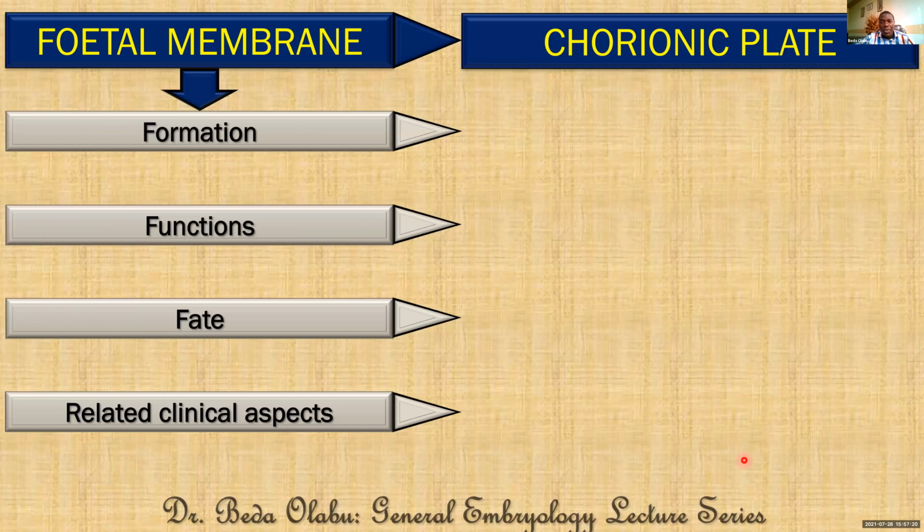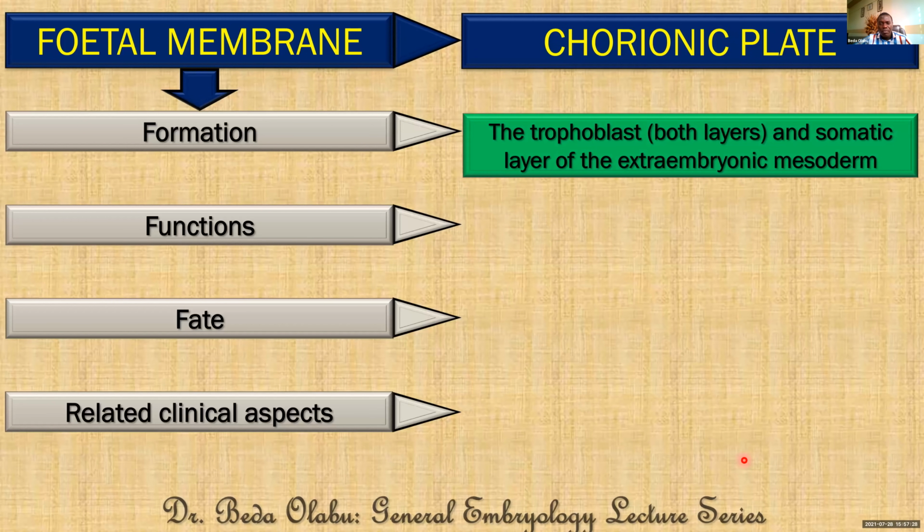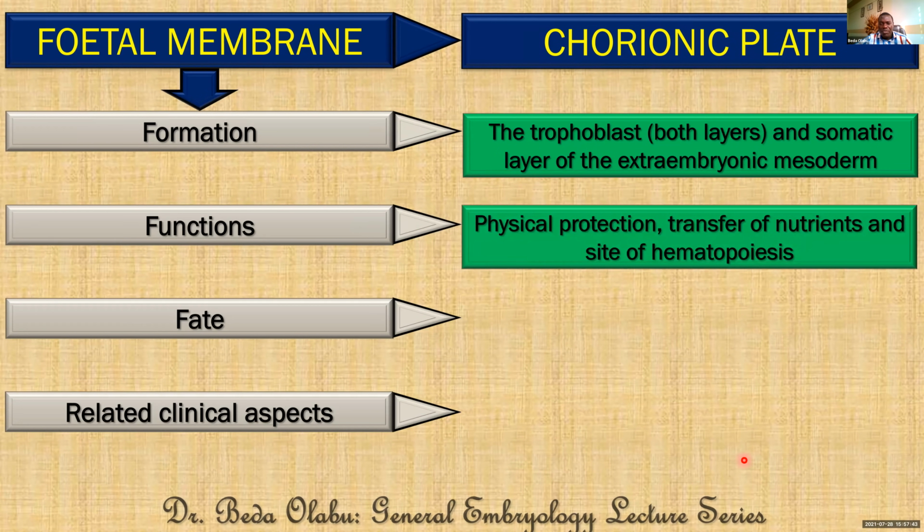So we are done with the fourth fetal membrane, that is the chorionic plate. We've talked about how it's formed, and we've agreed that it's formed by three layers: cytotrophoblast, syncytiotrophoblast, and the somatic layer of the extraembryonic mesoderm. In terms of function, we've said it protects the baby. I forgot to tell you that it's also for transfer of nutrients. Let's take that up. And that it was also a site of formation of blood cells.